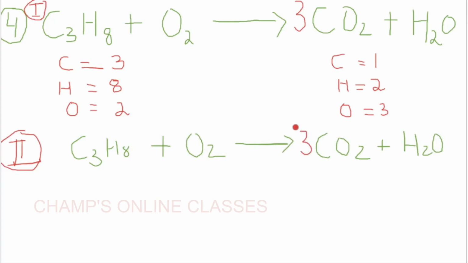Now count the number of atoms. For carbon, there's 3 on the reactant side, there's 3 on the product side. It is balanced. We have just balanced it. Hydrogen, there's 8 hydrogen. Now on this side, there's still 2. Oxygen, it's 2 on the reactant side. On the product side, there's 3 into 2, 6.